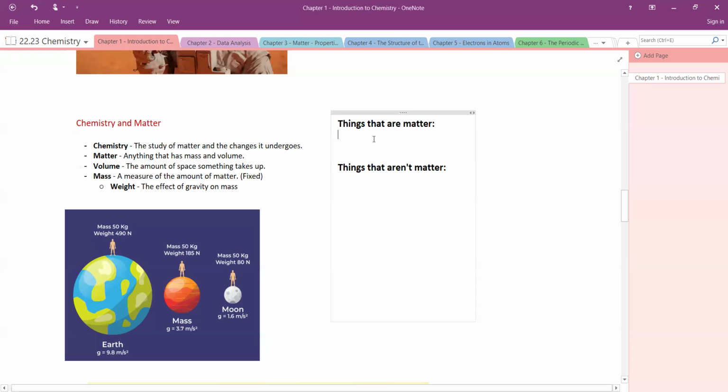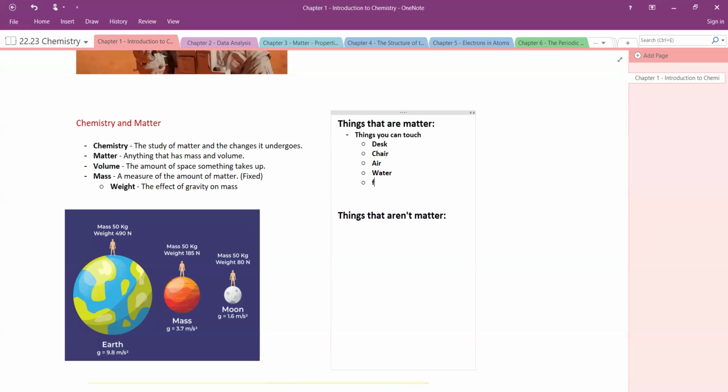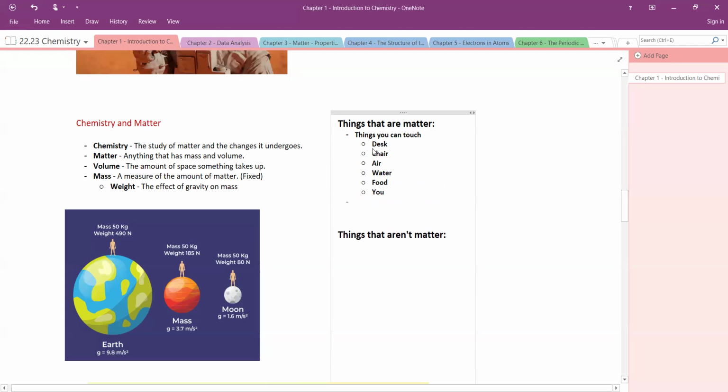So some things that are matter. We have things that you can touch, right? That would be like your desk, a chair, the air around you, water. This would be food. This would be you. Anything that you can physically touch and that your body can interact with would be considered to be matter. Something that, again, has both mass and volume.